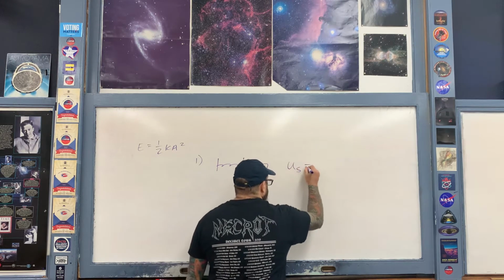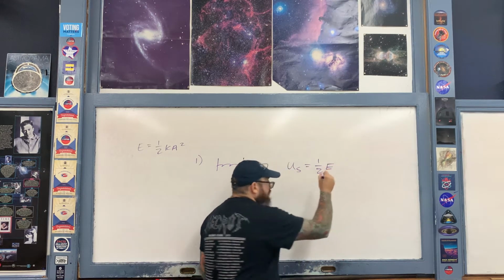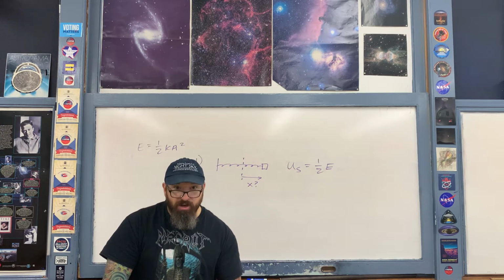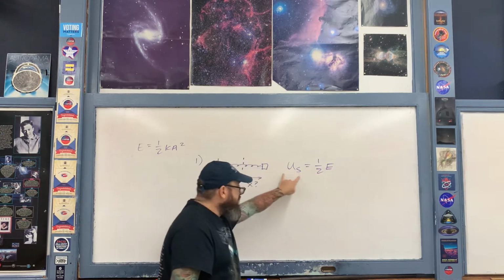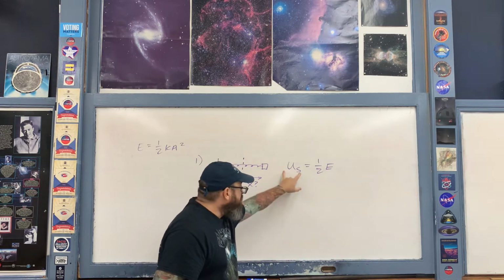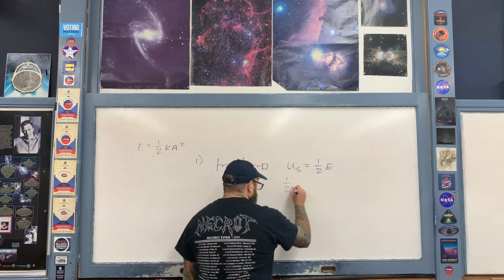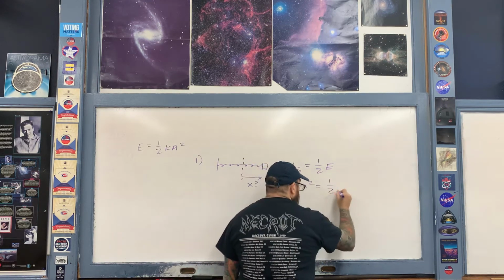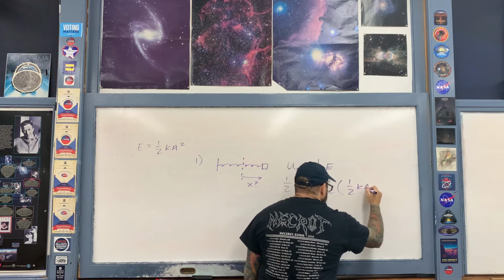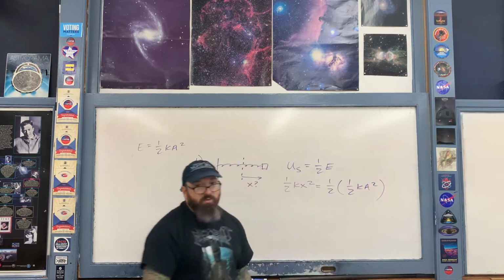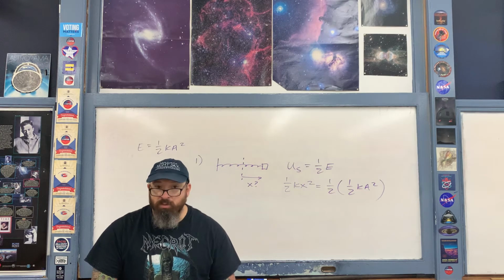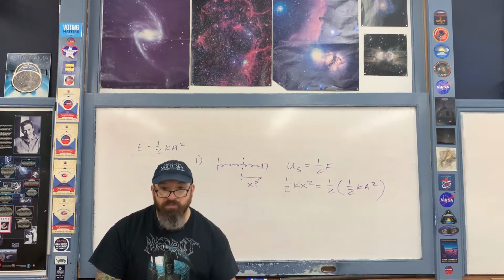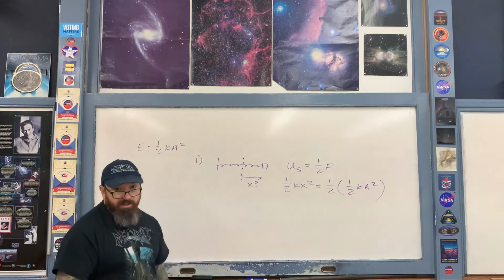The potential energy is 1/2 of the total. So it says in the example that the energy is half potential and half kinetic. Therefore, 1/2 of the total energy is equal to the potential energy. And now let me just go ahead and write the potential energy as 1/2 kx squared. And then we have on the right-hand side of the expression, 1/2 times the total energy, which is 1/2 Ka squared. And then what we do is we solve for x. When we do solve for x, we end up with a fraction of a. So in other words, it's at some fraction of the amplitude of the motion as the oscillation occurs.